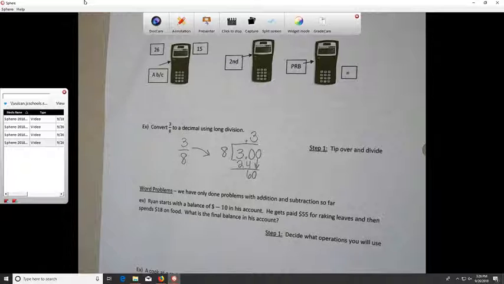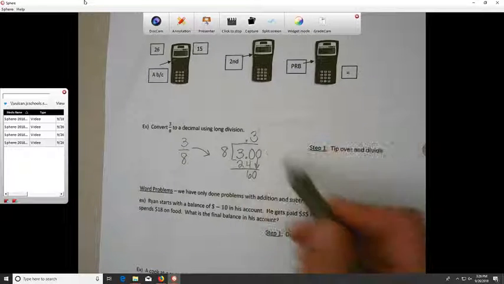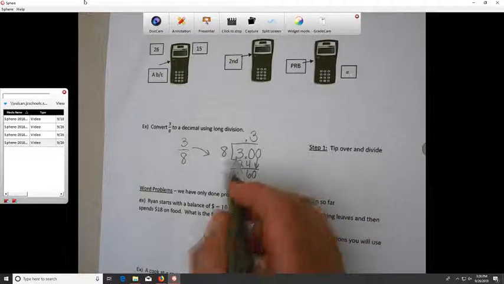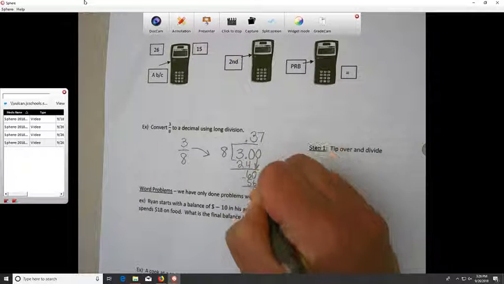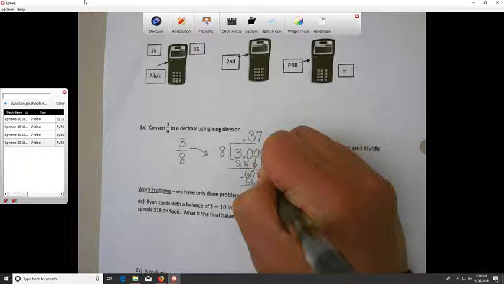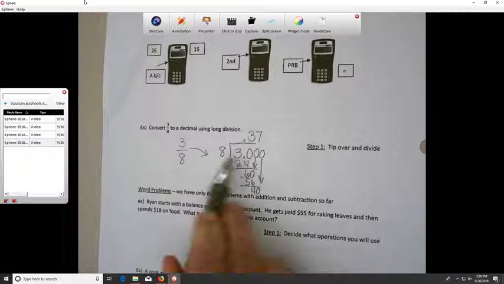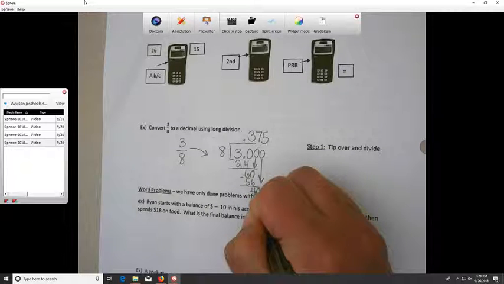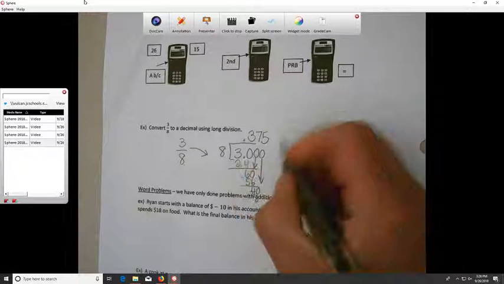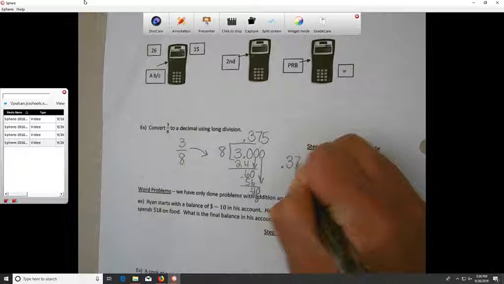Now these are situations where you can use your calculator to help you figure this out. You just have to still show the long division here. Alright, so 8 will go in there 7 times, which is 56. Subtract, you get 4, and then we'll add another 0 and bring it down. And then 8 goes into 40 5 times. Okay, now because we get a 0 remainder, we know we're done, so our answer is 0.375.